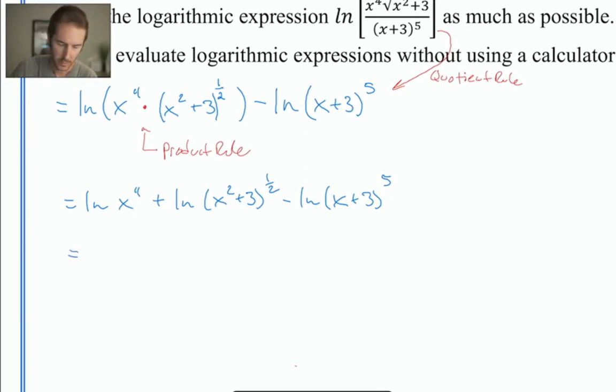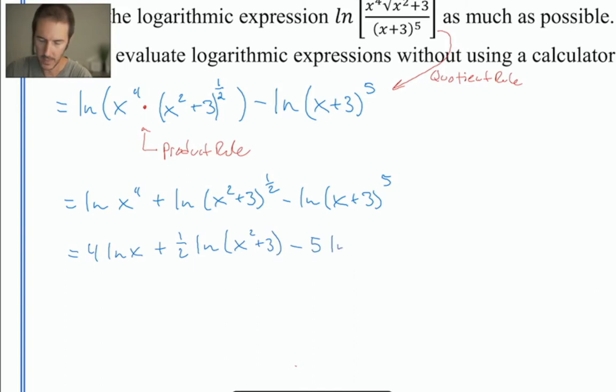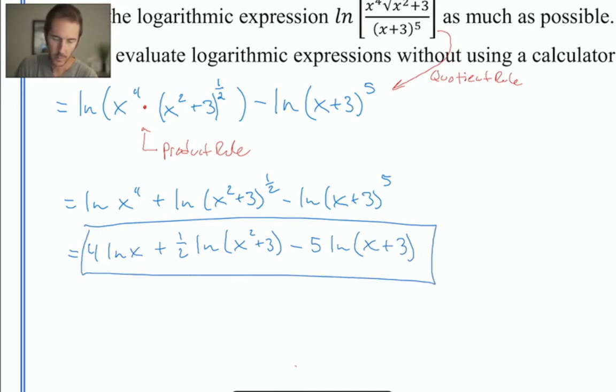So the exponent comes out front like a coefficient, 4 times the natural log of x, plus bring the exponent out front, even though it's a fraction, doesn't matter, 1/2 times natural log. Keep your parentheses there so that the x squared plus 3 stays all bundled up. Good. Minus, bring the 5 out front. Now it says minus 5 times the natural log of, keep the parentheses around that x plus 3. Nice. All right, you have totally expanded that logarithm.